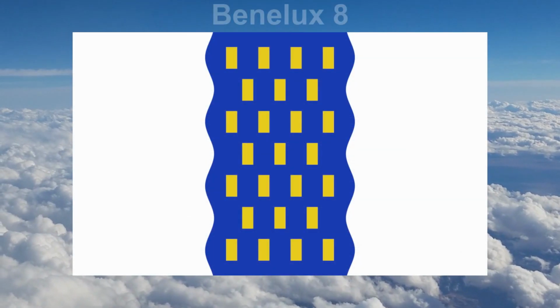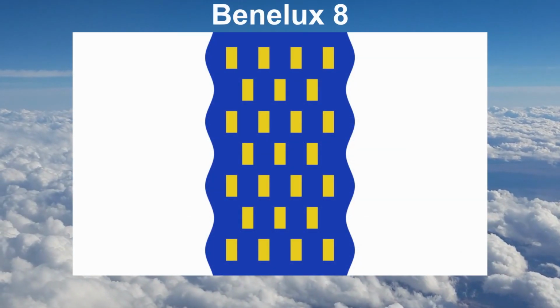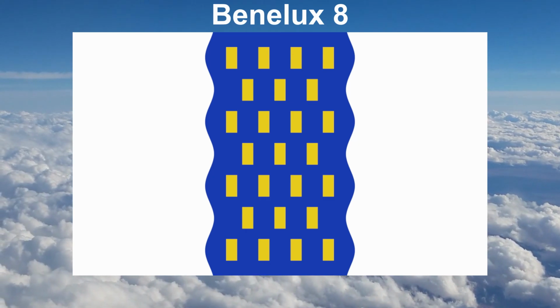Next is entry 8. The flag is split into 3 segments, which represent how the Benelux Union is composed of 3 sovereign nations.